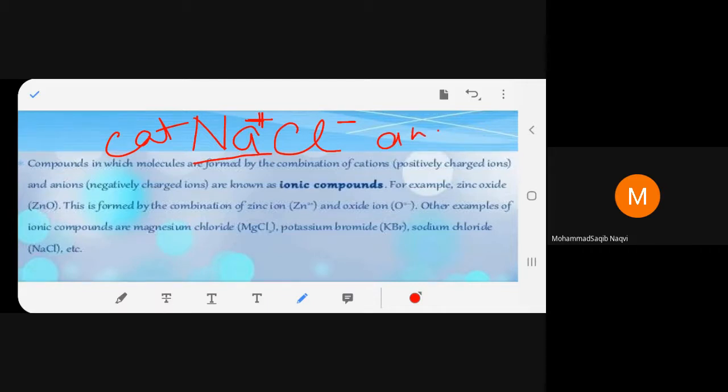So we are having a combination of these elements, cations and anions, and we get one molecule of NaCl. Obviously, this is a compound. So compounds are made up of molecules, and these molecules are the combination of cation and anion. So these become ionic compounds. Is it clear? So what is Na+ Cl-? It is an ionic compound. Is it clear to all of you? Yes, ma'am.